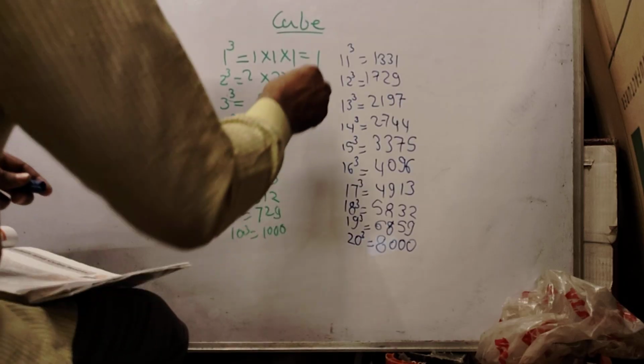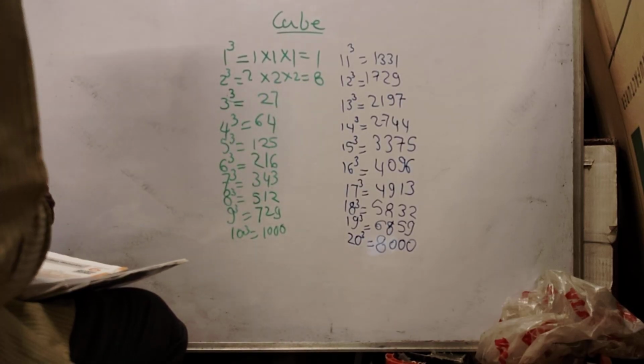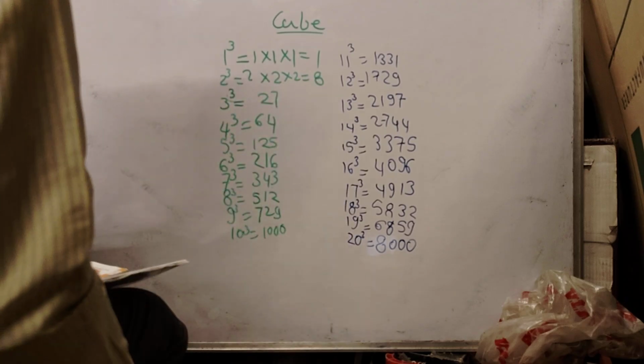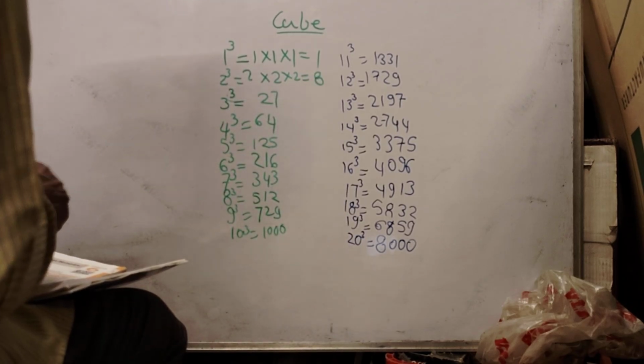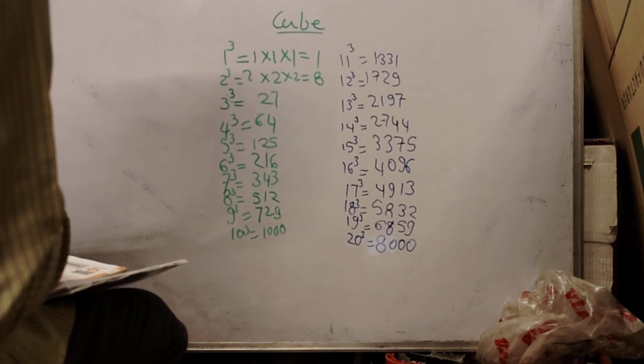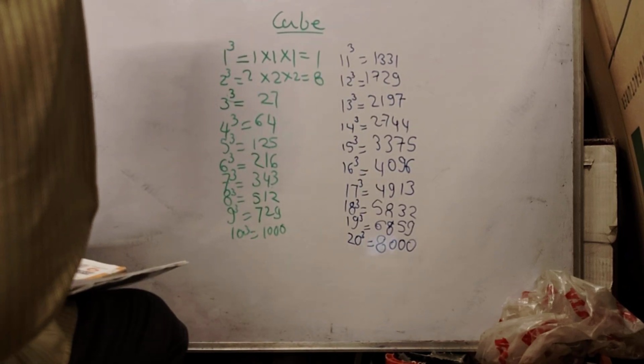So if we learn all these cubes till 20, we have to learn only till 15 second, 30 seconds. This is enough time to write all the cubes. Okay. Now listen carefully. What is 12 cube? What did you tell me 12 cube?